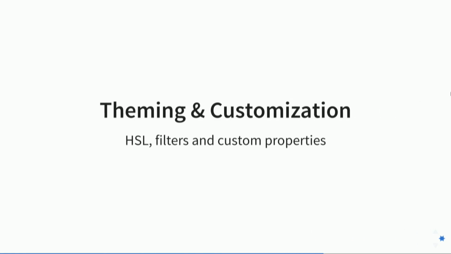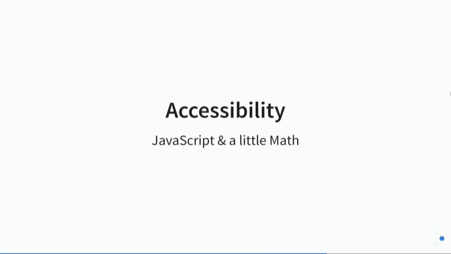So what about this? What if we want to do theming, customization, and accessibility? Well, we can use the current tools we have. It might be a little bit far-fetched, but it does work. So for theming and customization, we can use HSL, filters, and custom properties. And for accessibility, we need a little JavaScript.